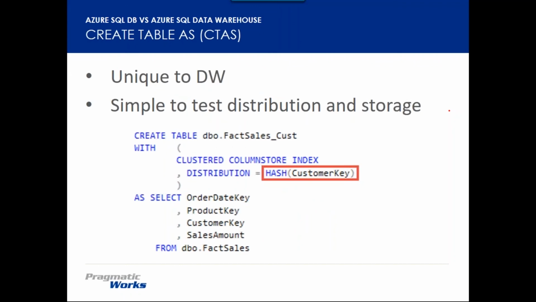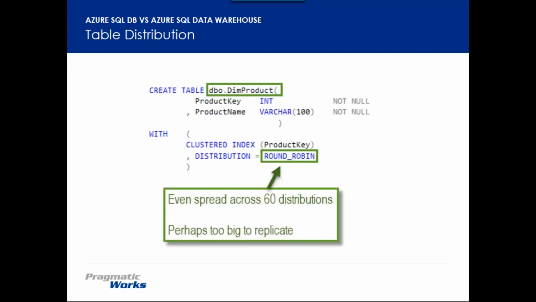I had another picture in there of my date table that wasn't appearing, but for the date table I just used the replicated option. You would just put the word replicate here instead of round robin.